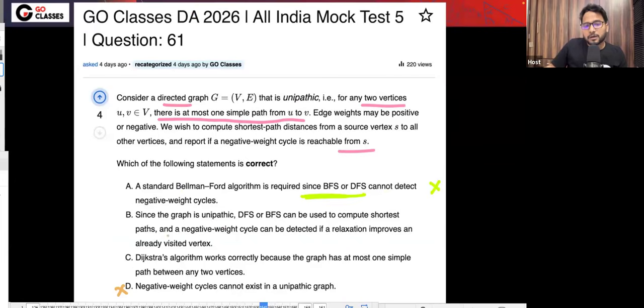Okay. Option B is saying since the graph is unicyclic, DFS or BFS can be used to compute the shortest path. Actually, there is just one path, so the shortest path is the only path. And a negative weight cycle also can be detected if the relaxation improves an already visited vertex.